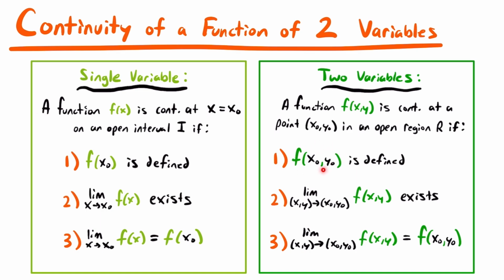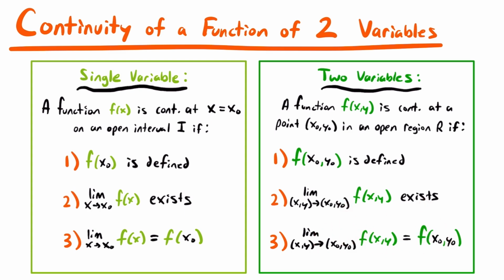The first being that the function is actually defined at that point x sub 0, y sub 0. The second being that the limit as x and y approach that point on the function actually exists. And then the third being that that limit is equal to the actual value on the function.